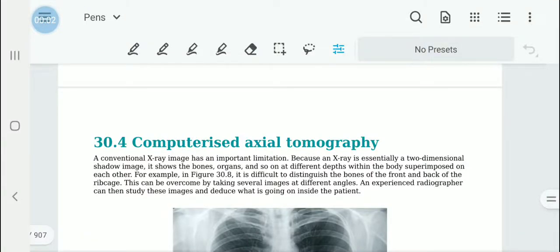Physics chapter 30 theory video 4. We are going to learn about computerized axial tomography. So this is what we refer to as the CAT scan or CT scan.